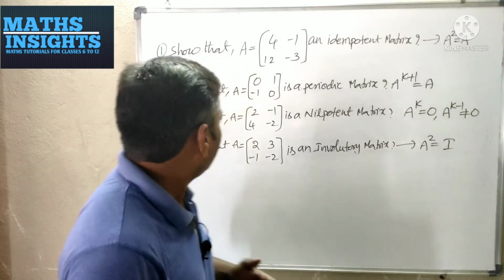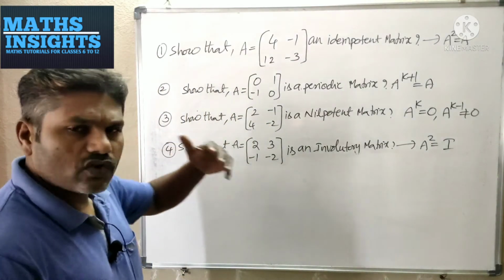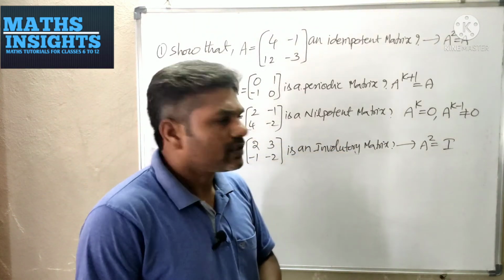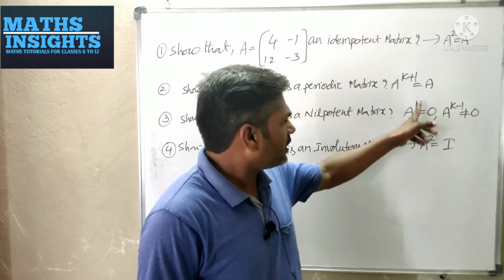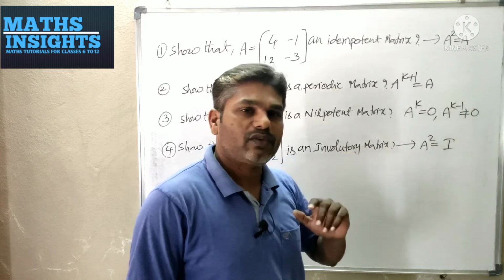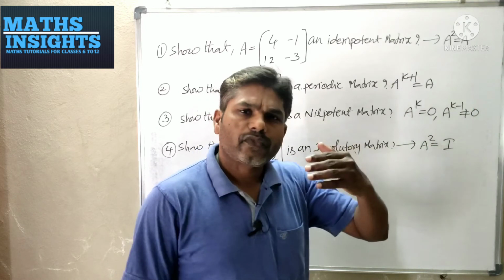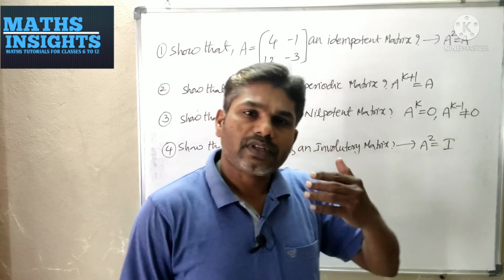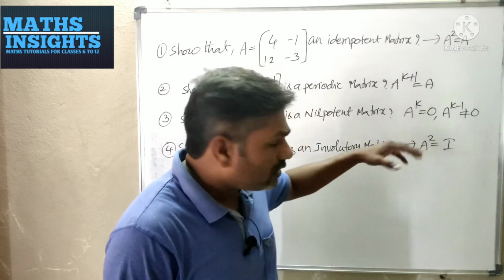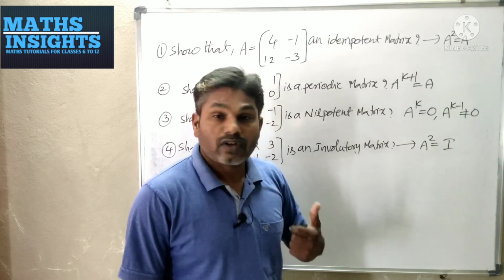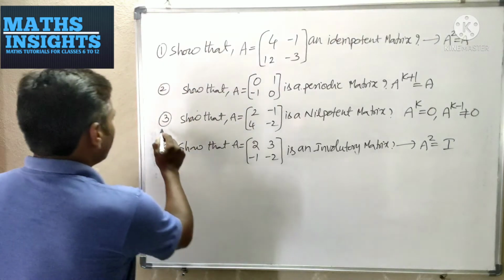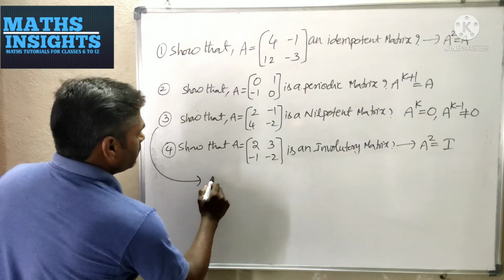This problem is the third one. What it is asking: show that A is a nilpotent matrix. We know that A power k is equal to O, and A power k minus 1 should not be equal to O. You have to do the product of A, first A into A. If you get O, then that's over. Otherwise, if you don't get it, you have to go forward again, multiplying A square with A. Now I am doing A into A, that means A square.